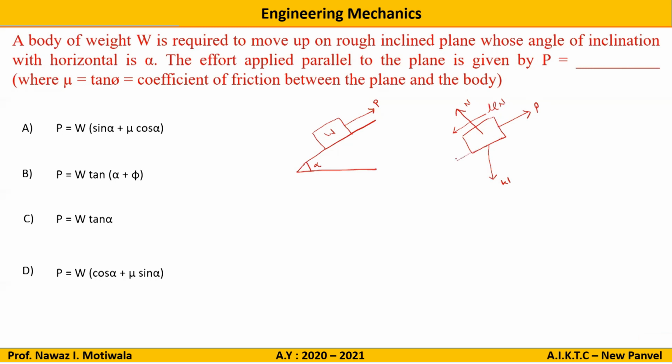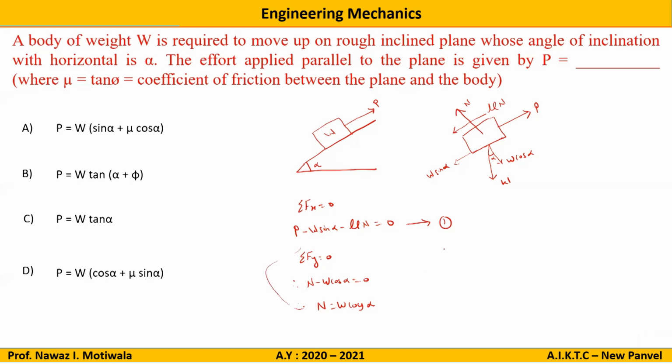Now this is the inclined force, so I will resolve it. This will be W cos alpha, this is alpha, and this is W sin alpha. If I write summation of Fx equal to 0, I will get P minus W sin alpha minus mu N is equal to 0. That is equation number 1. And for the second equation, summation of Fy equal to 0, I will get N minus W cos alpha is equal to 0. So N is equal to W cos alpha.